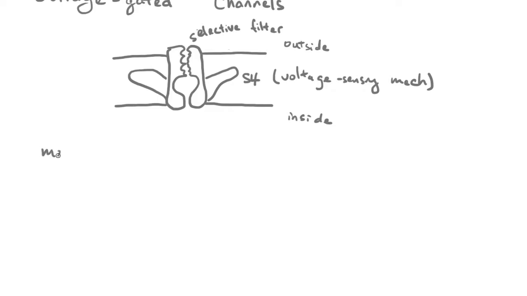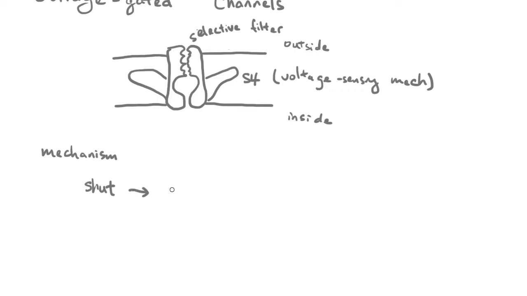So how do voltage-gated channels work? Let's talk about its mechanism. There are generally two positions which the S4 segment can be at in order for the ions to pass through. So first, it's the shut position. The S4 wing goes down when the cell membrane is polarized.